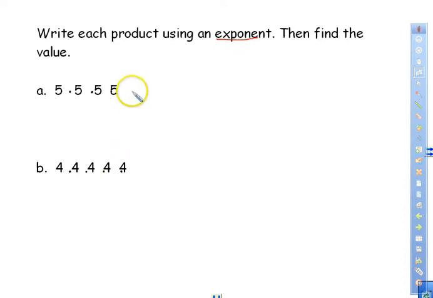All right, so you're going to end up writing this 5 is my base, and there's 1, 2, 3, 4 to the 4th power, 5 to the 4th power. And as far as the value, both of those, 5 times 5 is 25, 5 times 5 is 25. I'm going to multiply those together. And 25 times 25 is going to give me 625. That is the value of that.